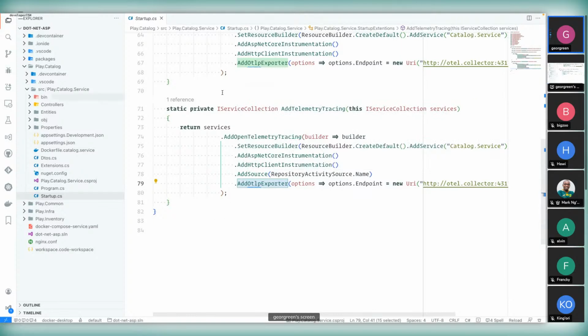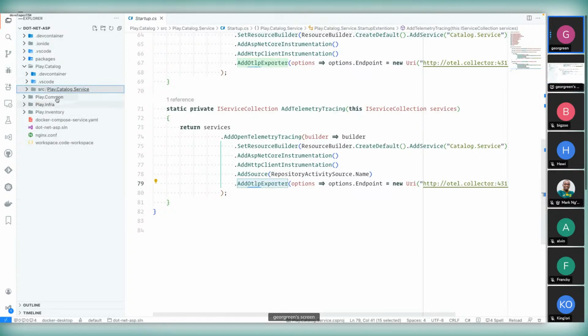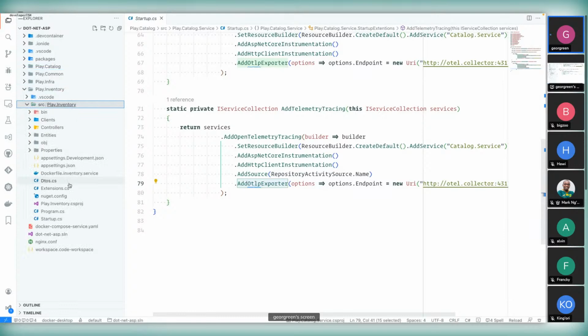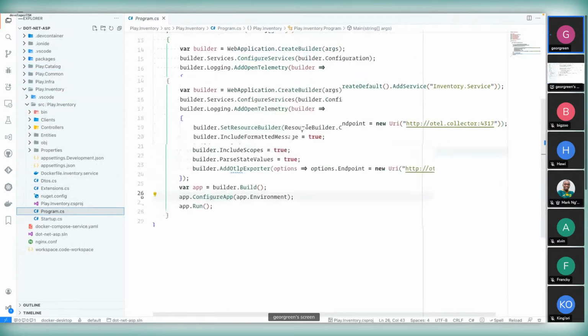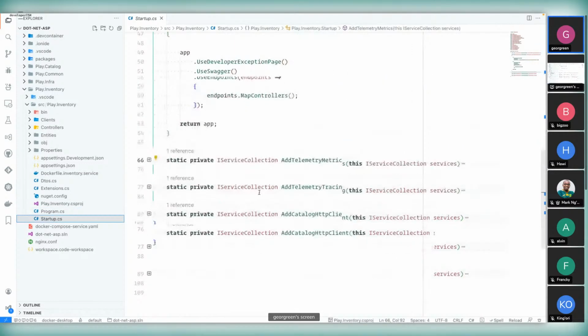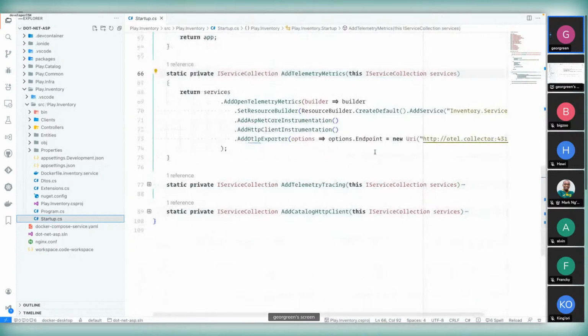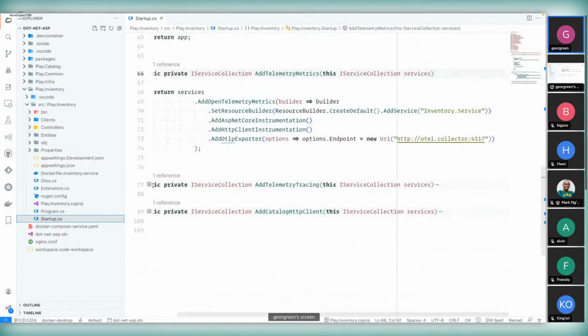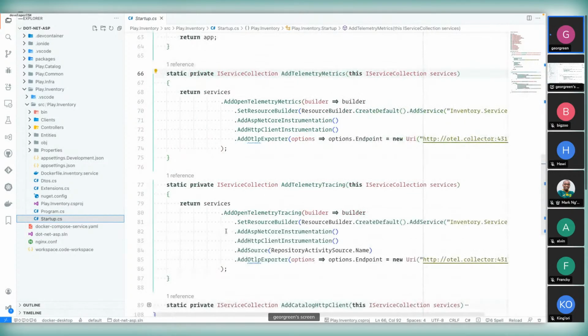So this is just one service and that's it. That's all you need to do. Another service I have is inventory, and it's basically the same. You can see here is how I capture my logs. And if I go to startup, same idea. This is how I capture my metrics. And this is how I capture my traces. So same idea. If you're running a service, this is how you capture telemetry.